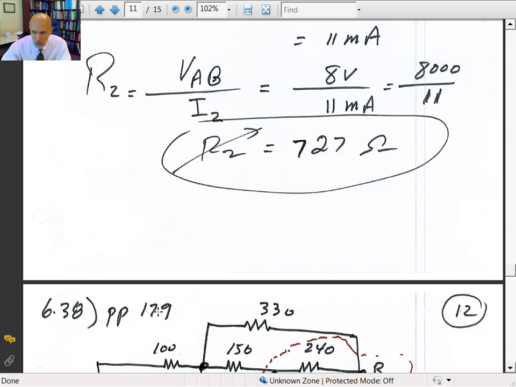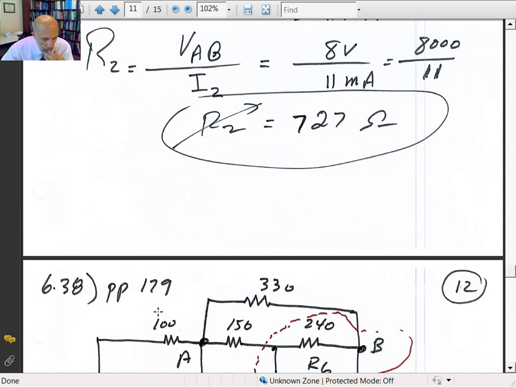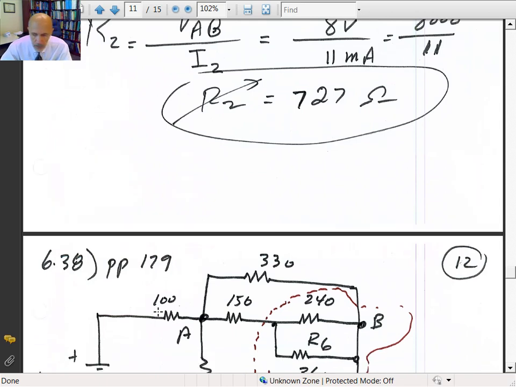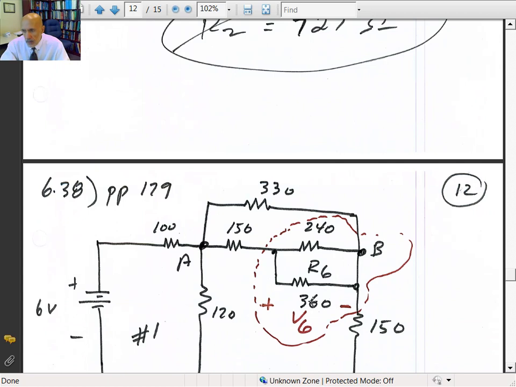That should be page 189. Problem 38 is to determine the value of V sub 6 for the circuit shown in figure 656. And V sub 6 is the voltage across the resistance R6.